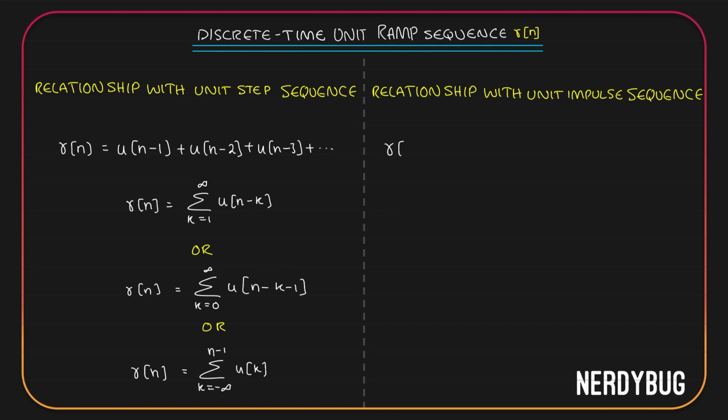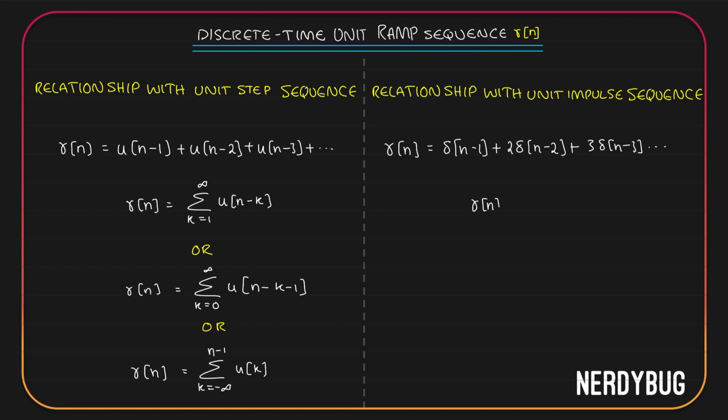It is even easier to write r of n in terms of impulse sequences. All you have to do is delta of n minus 1 plus 2 delta of n minus 2, 3 delta of n minus 3. It goes on like that. So at 1, we have one impulse of magnitude 1. At 2, we have one impulse of magnitude 2. At 3, we have one impulse of magnitude 3, which is basically the definition of R of n.